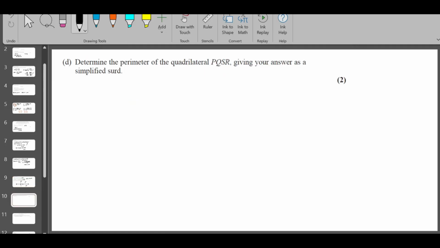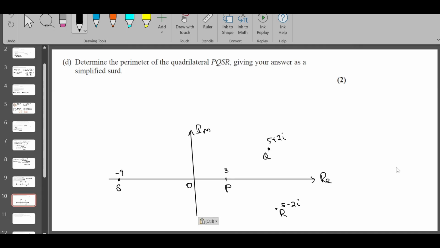Now they want us to find the perimeter of the quadrilateral PQRS. So I'm going to copy the figure here, this Argand diagram. They want us to find the perimeter of PQRS.